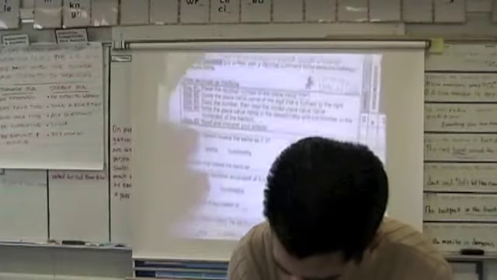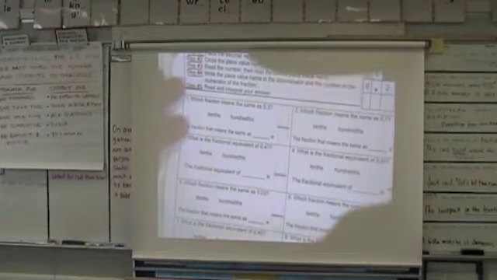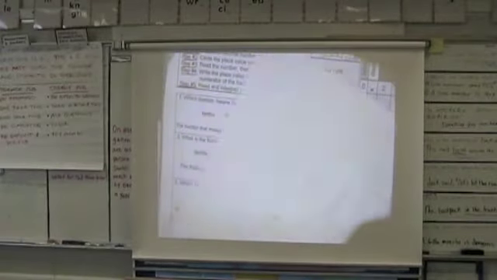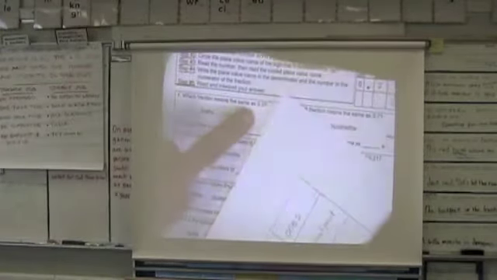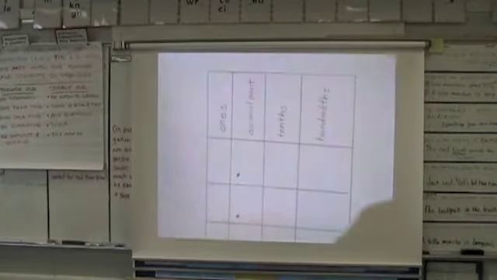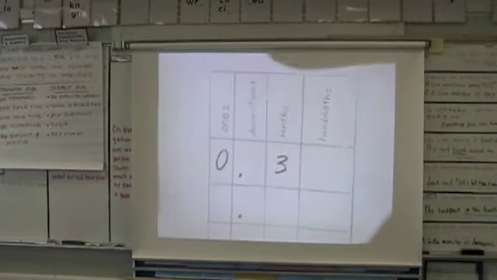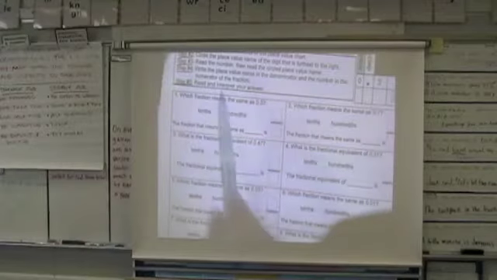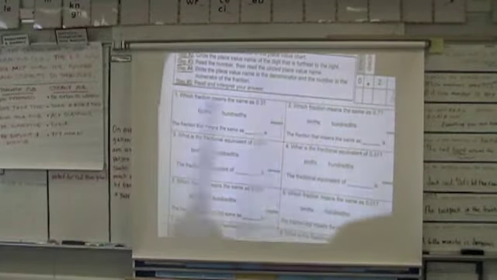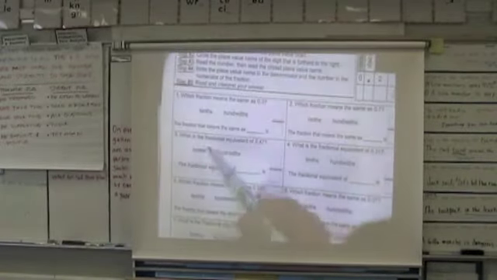So I'm doing number 1 with you. Step 1 is place the decimal number in the place value chart. I'm going to put my number, it's 0.3. So here's my place value chart. Number 2, circle the place value name of the digit that's furthest to the right. Furthest to the right is what? Tenths. So I'm going to circle tenths.